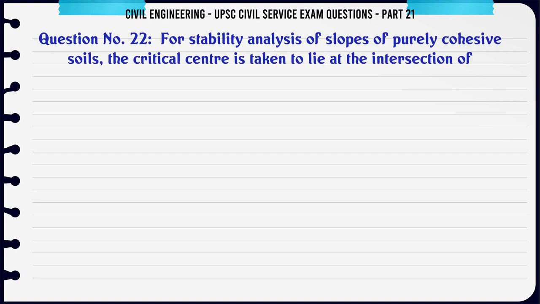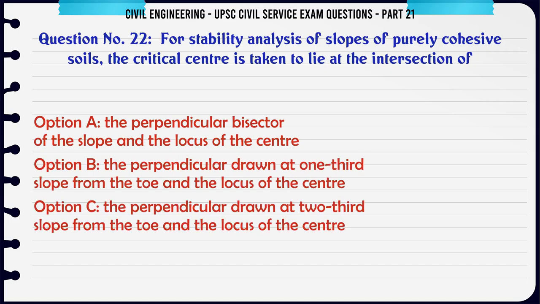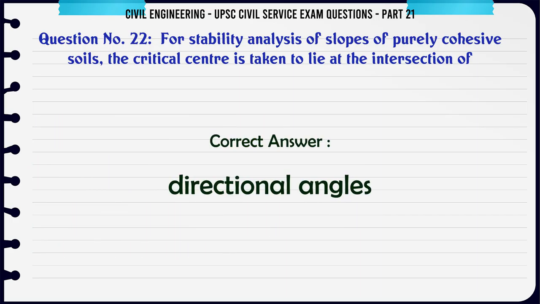For stability analysis of slopes of purely cohesive soils, the critical center is taken to lie at the intersection of A. the perpendicular bisector of the slope and the locus of the center. B. The perpendicular drawn at 1/3 slope from the toe and the locus of the center. C. The perpendicular drawn at 2/3 slope from the toe and the locus of the center. D. Directional angles. The correct answer is directional angles.